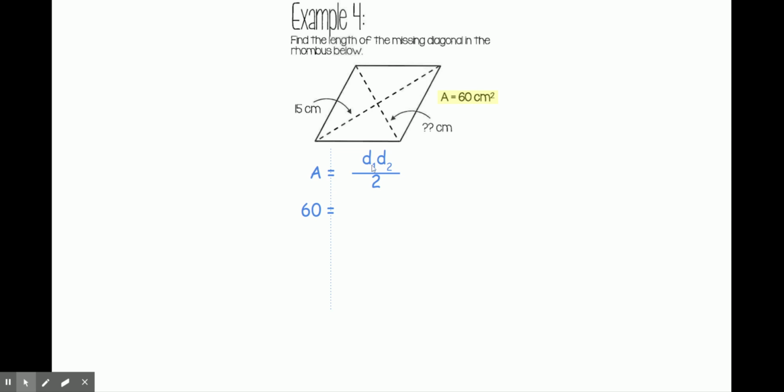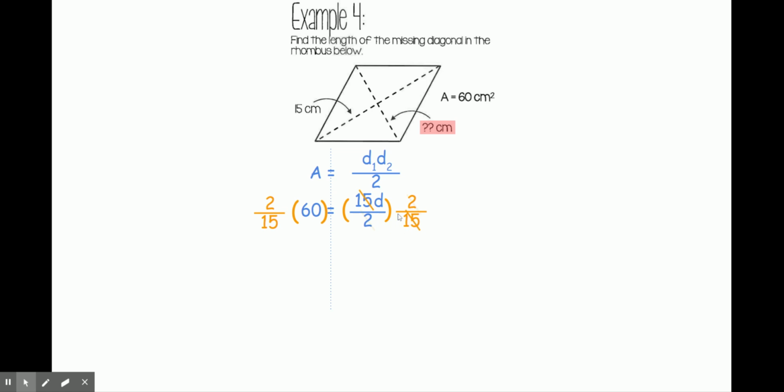Do we know diagonal 1? We do. It's 15. So we replace diagonal 1 with 15. Do we know diagonal 2? We don't, so we're going to leave it as D. And we're going to bring down the divided by 2 over here. Again, you end up with a fraction, 15D over 2, which is the same as 15 over 2 D. So we're going to try to cancel out these numbers by multiplying by the reciprocal, which is 2 over 15. Which means we have to multiply the other side by 2 over 15 as well.